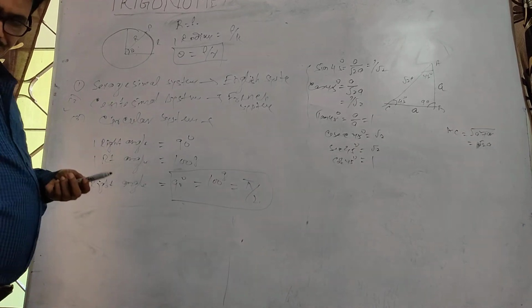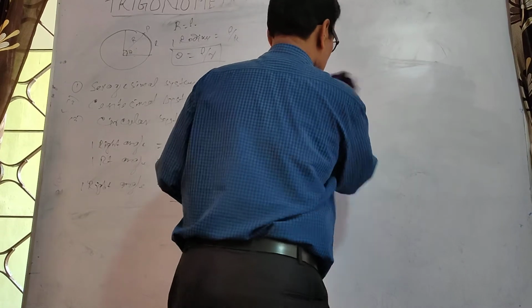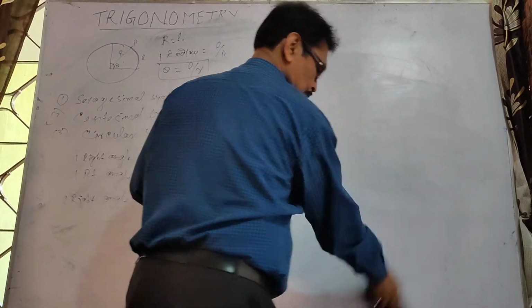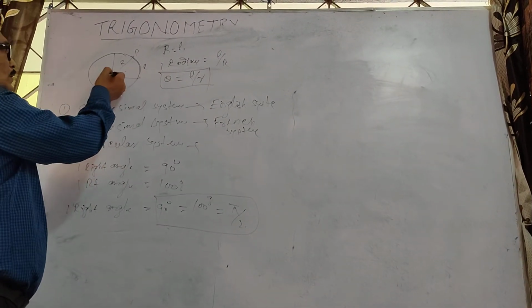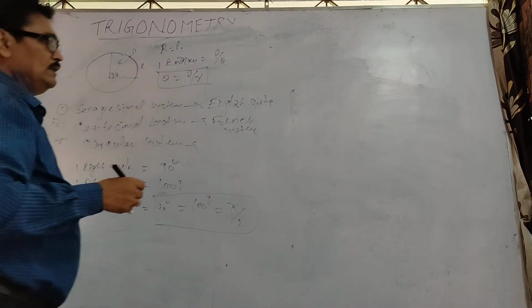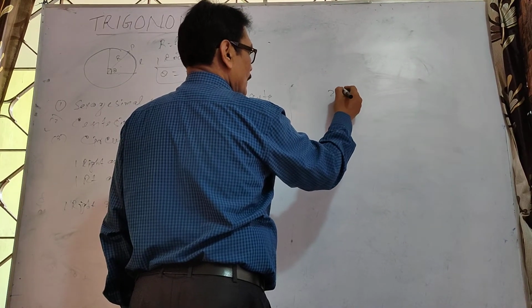Suppose the total circumference of a circle is 2 pi.